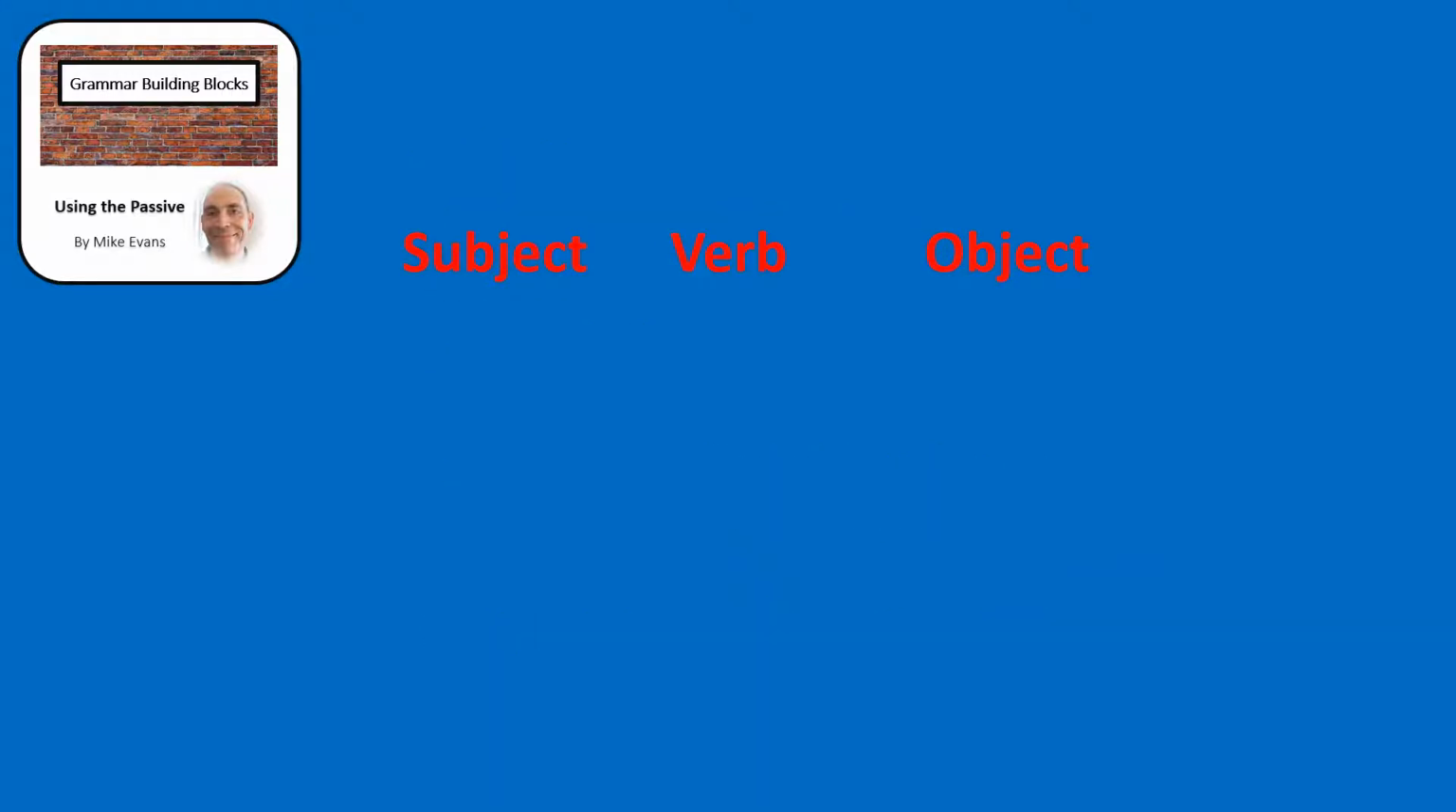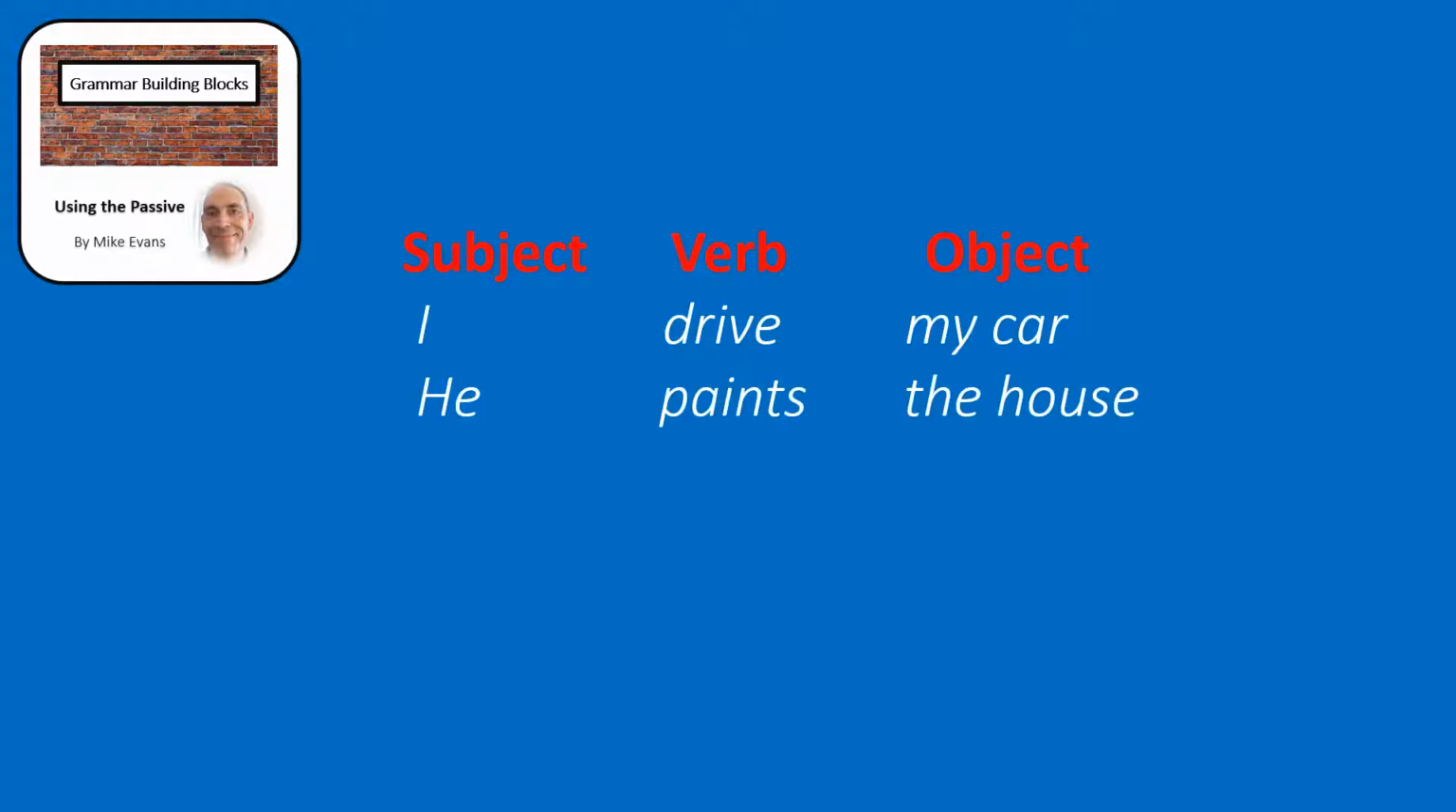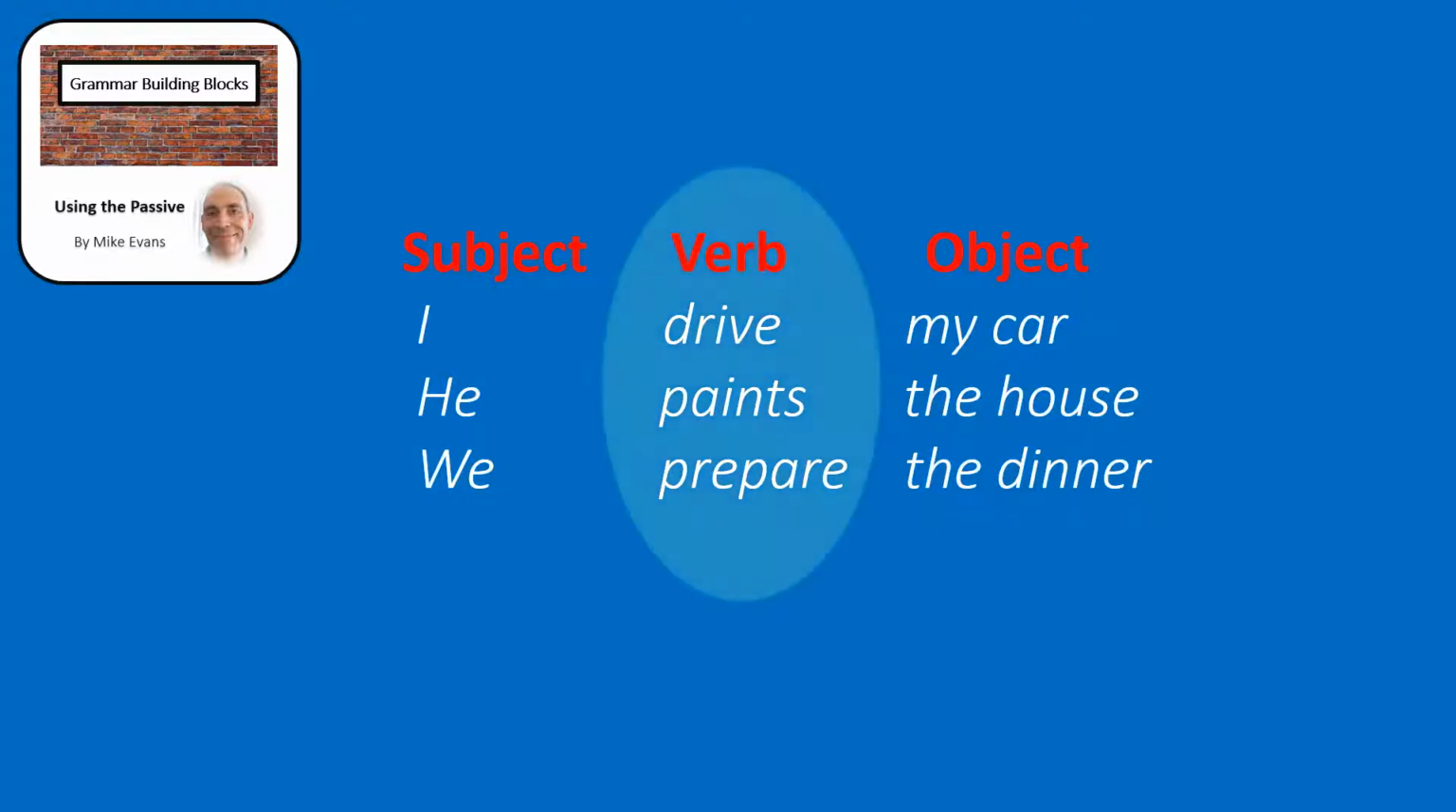Some more examples. I drive my car. He paints the house. We prepare the dinner. In these sentences, the verb is in the active form. The emphasis is on the person or thing doing the action. In fact, most sentences use the active form of the verb.